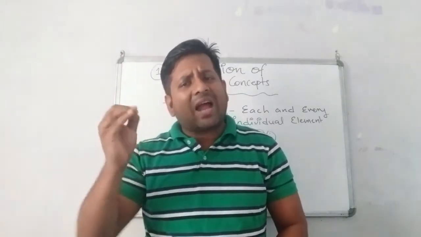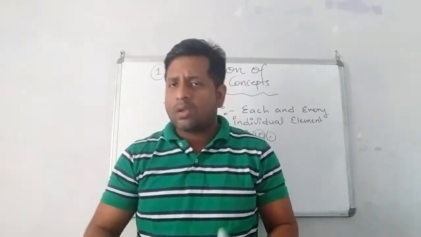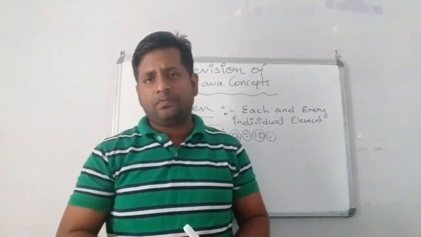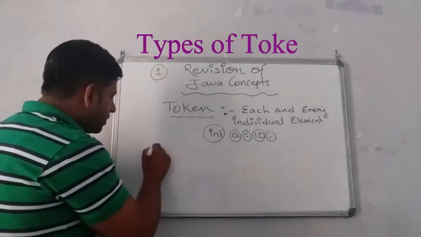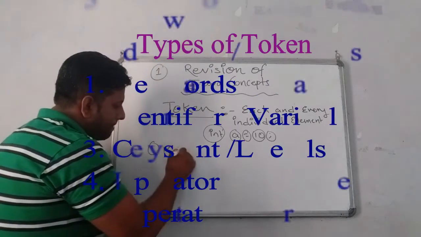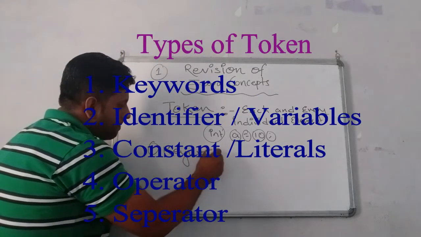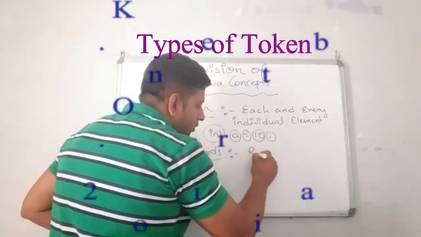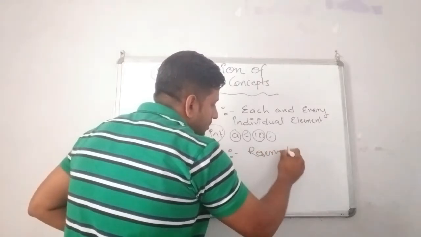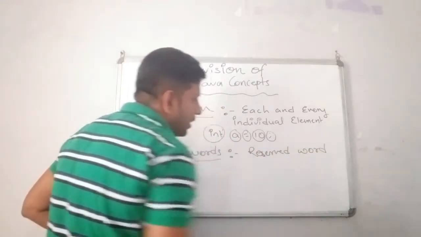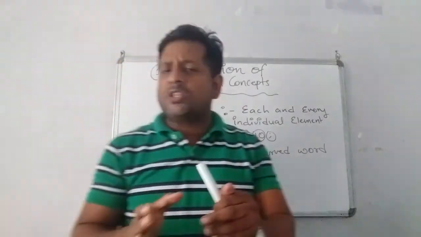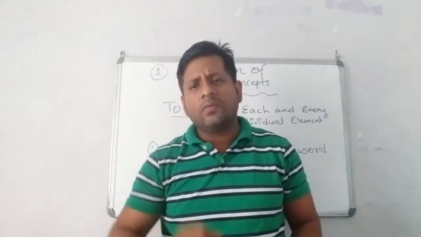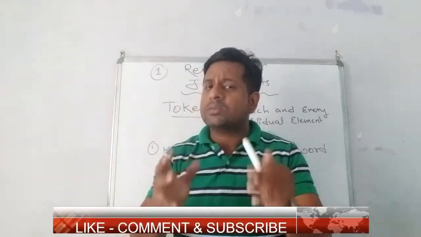These tokens are categorized in 5 different parts in Java. What are they? Number 1, keywords. Keywords are known as reserved words. Every programming language, in fact every language in this world, has some set of words that contain meaningful information. Same way in Java also, there is a set of words.